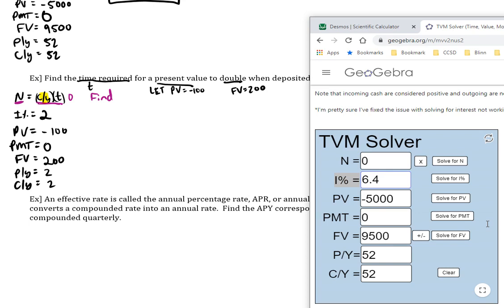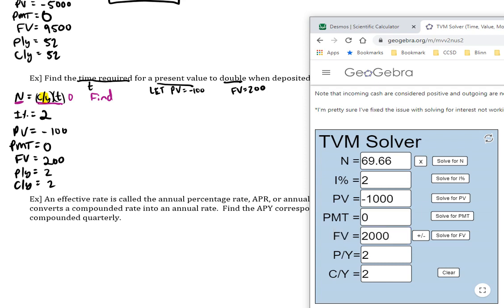So I'm going to use 0 as a placeholder. That's what I want to find eventually. 2, we're using negative 100, and then payment is 0. Future value is 200, and then payments per year and compounds per year are each 2. Okay, so it's all set up, and now we need to solve for N. And we get 69.66.